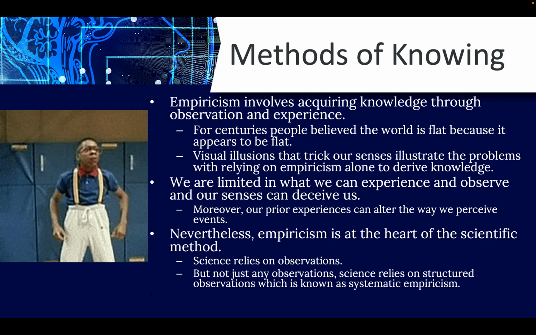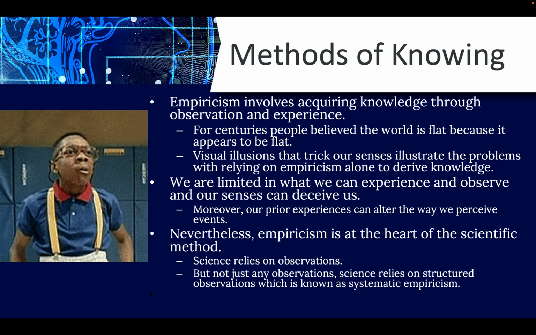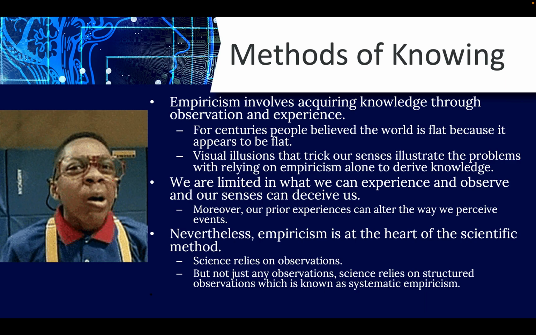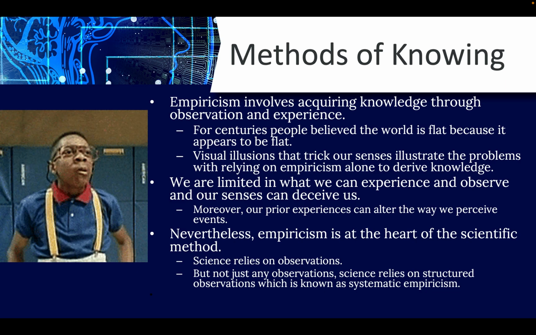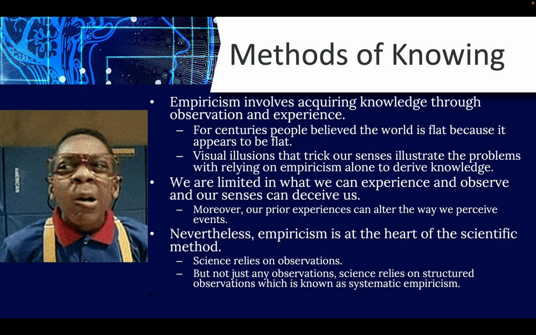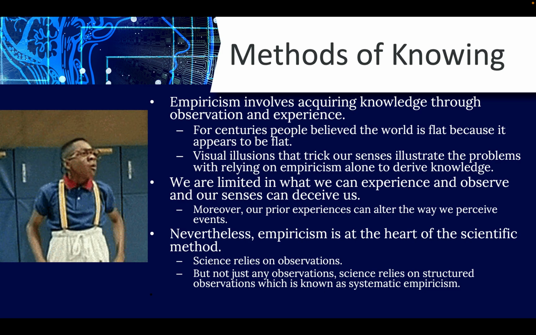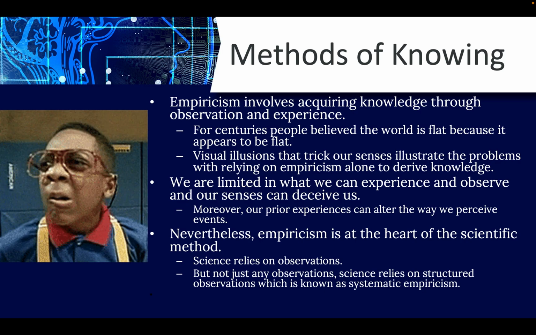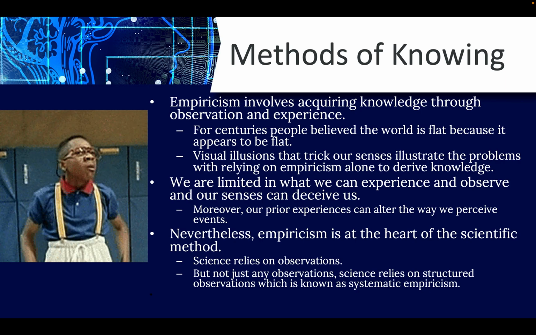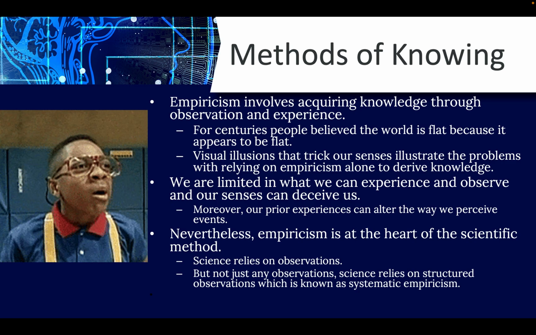Empiricism involves acquiring knowledge through observation and experience. For centuries, people believed the world is flat because it appears to be flat. When you look out, everything is flat, unless you're looking at a ship sailing away from you. Then it disappears from the bottom before the top disappears, which makes it look like the world is curved, which is true. It is curved. Visual illusions that trick our senses illustrate the problems with relying on empiricism alone to derive knowledge. Sometimes we get things wrong.